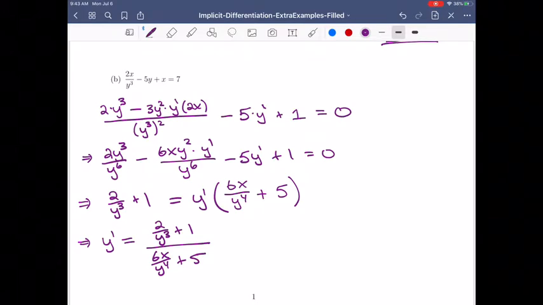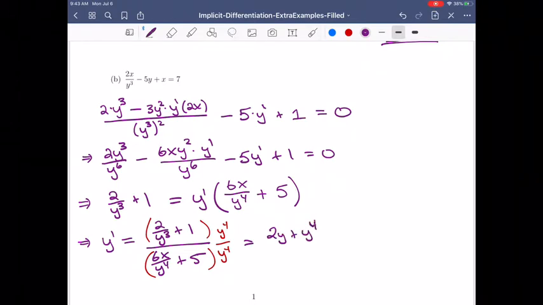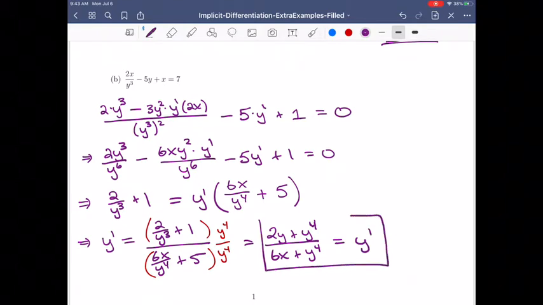So again, we could simplify this. I think if I multiply by y to the 4 on the top and the bottom, that's going to be enough to get rid of all the fractions. So then it's going to be 2y plus y to the 4th over 6x plus y to the 4th. Okay, so this is going to be our derivative, so y prime or dy dx, without having fractions within fractions.